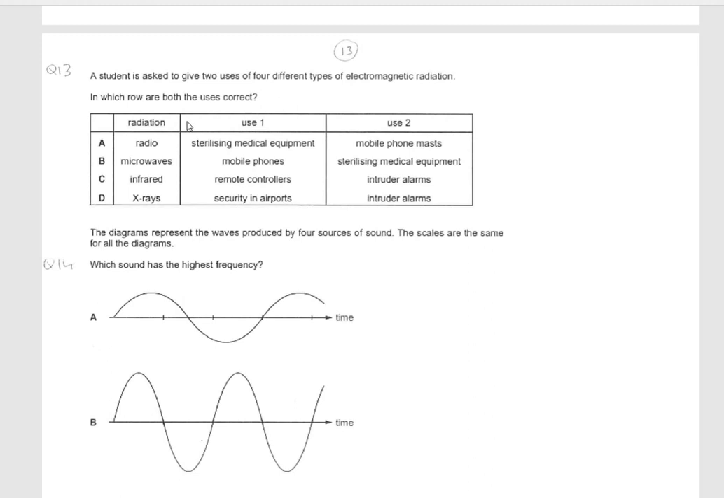Okay, so what we have here, radio waves, microwaves. Okay, good. So 4 types of radiation. Which one are correct? Now, radio. Do we use radio to sterilize materials? No. Microwave. Do we use microwave in phone? Yes. Do we use microwave to sterilize medical equipment? No. Infrared radiation. Do we use it for remote control? Yes. Do we use it for intruder alarms? Yes. X-rays. Do we use it for security? Yes. Do we use X-rays in alarm? No. If you use X-ray in alarms, then everyone will be dead by now.